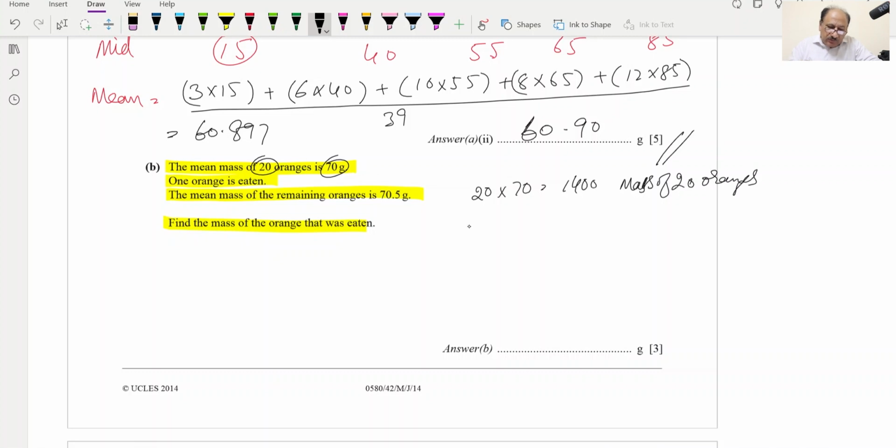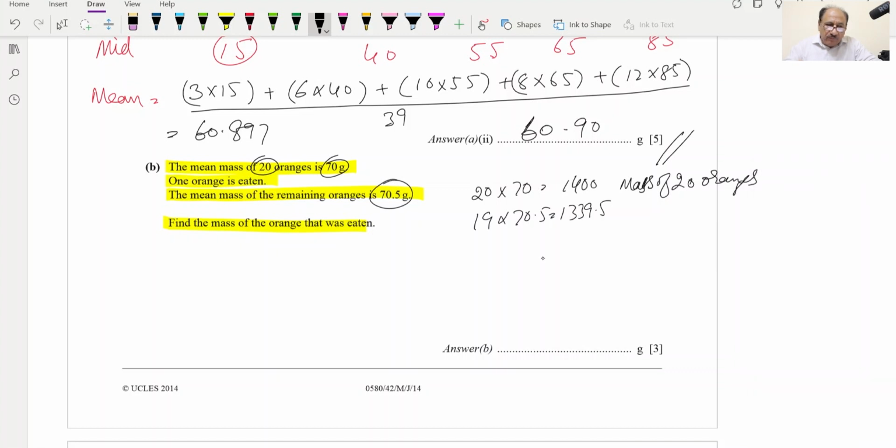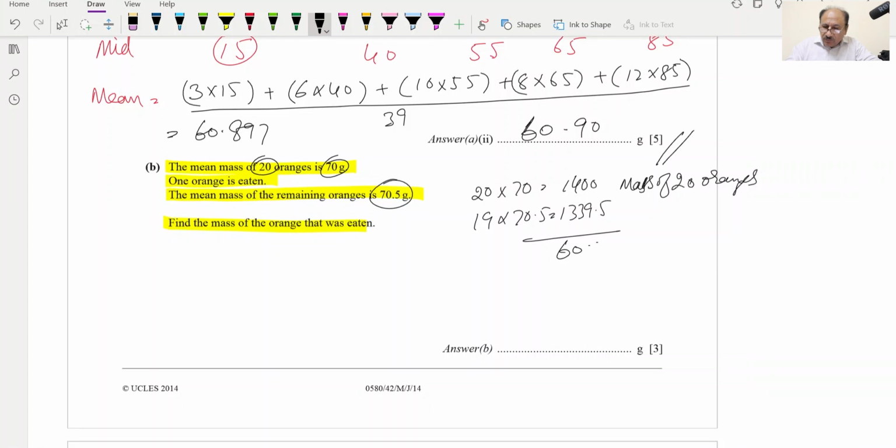Now mass of 19 will be what? Because one is eaten and mean is this, so 19 into 70.5, and this will be equal to 1339.5, and we can subtract. So this will be 1400 minus 1339.5 is equal to 60.5 grams. So 60.5 grams is already there, so this will be our answer. Hopefully you understood this.